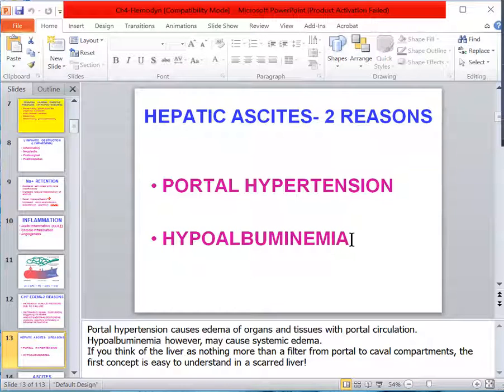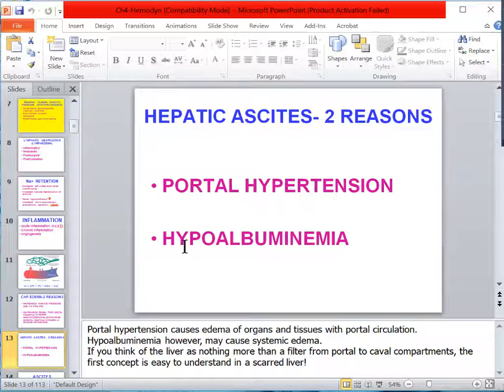Why would you have edema with liver disease or cirrhosis? Well, one reason you would have localized edema in the organs that are part of the portal drainage is simply because the liver is now scarred down. If you think of the liver as nothing more than a filter between portal blood and caval blood, when it's scarred down, you build up that pressure. Just about everybody with cirrhosis or severe end-stage chronic liver disease, whether you want to call it cirrhosis or not is up to you, will have portal hypertension. Okay?